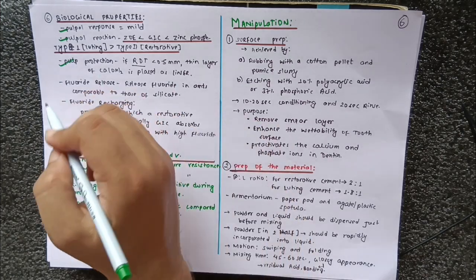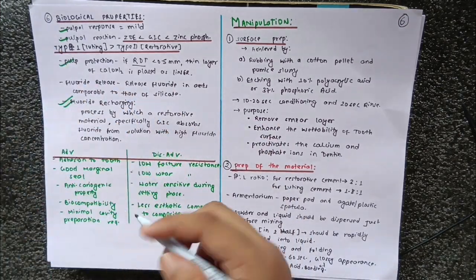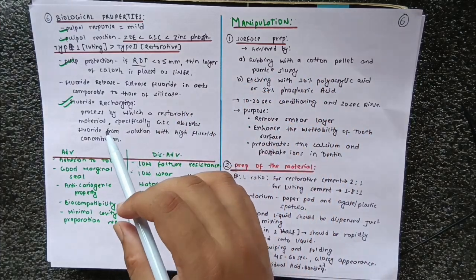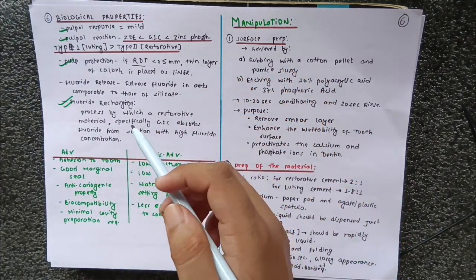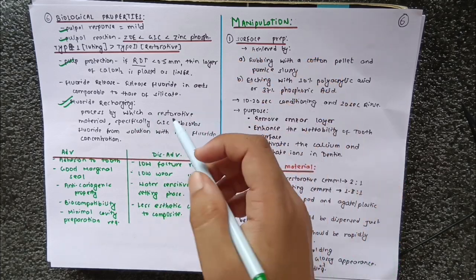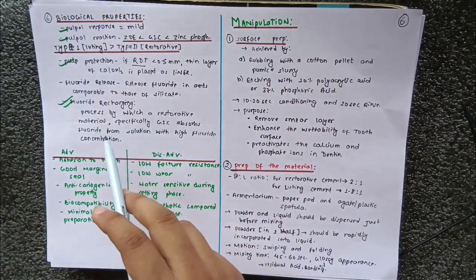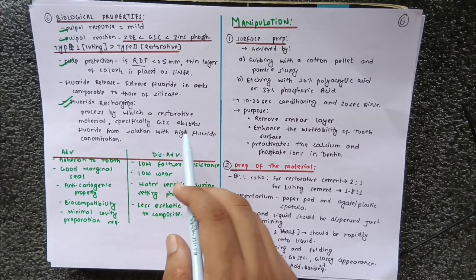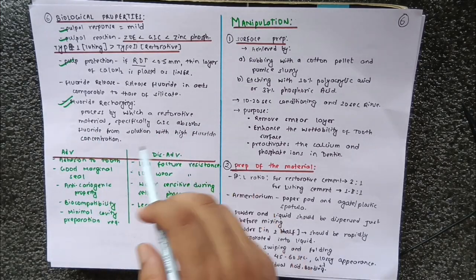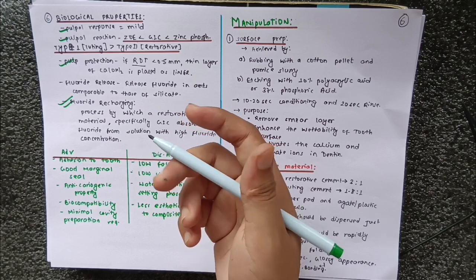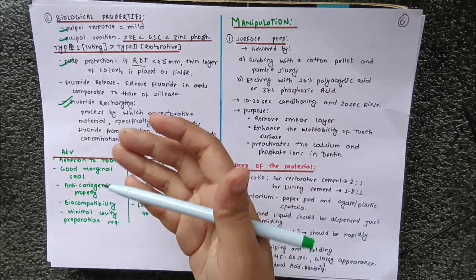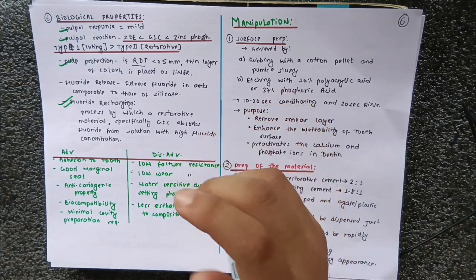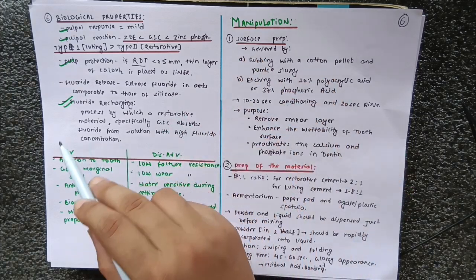And one important thing which I missed in my viva: during my viva of dental materials, the examiner asked me about fluoride discharging. At that time I didn't know this, so I added it here. Fluoride discharging means it is a process by which a restorative material, specifically GIC, absorbs fluoride from a solution with a high fluoride concentration. So it is very easy. I may have heard about this but didn't know it properly, so I couldn't tell it in the viva, but I have written it properly here.